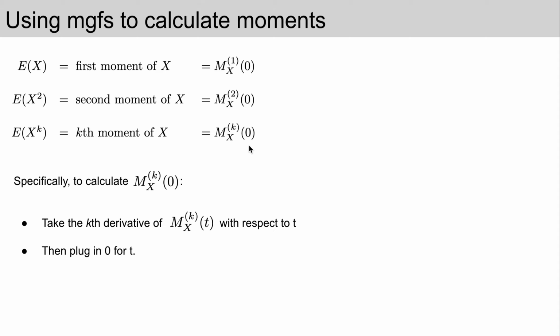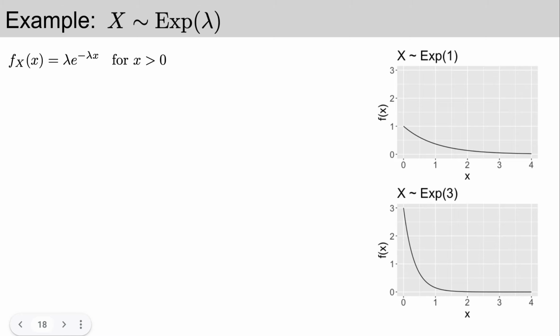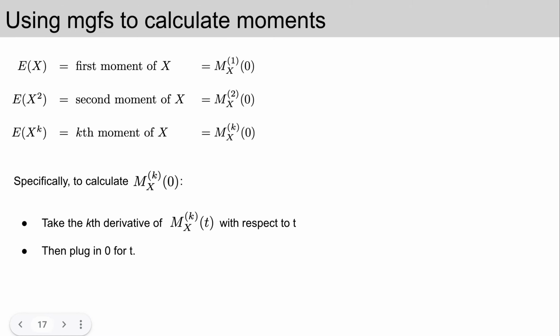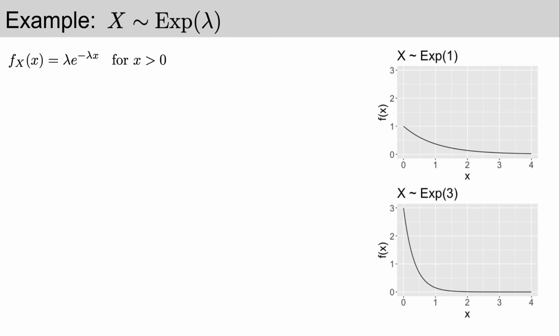Thus, calculating the kth moment is a two-step process. First, we want to take the kth derivative of the MGF with respect to t. Then, plug in 0 for t. Let's try out this process using an example. Suppose that x has an exponential model with rate lambda. Thus, the PDF f of x equals lambda times e to the negative lambda x for x greater than 0.